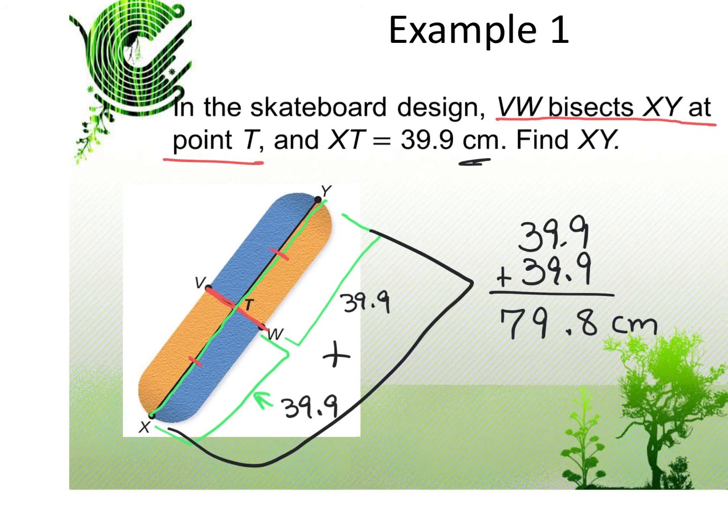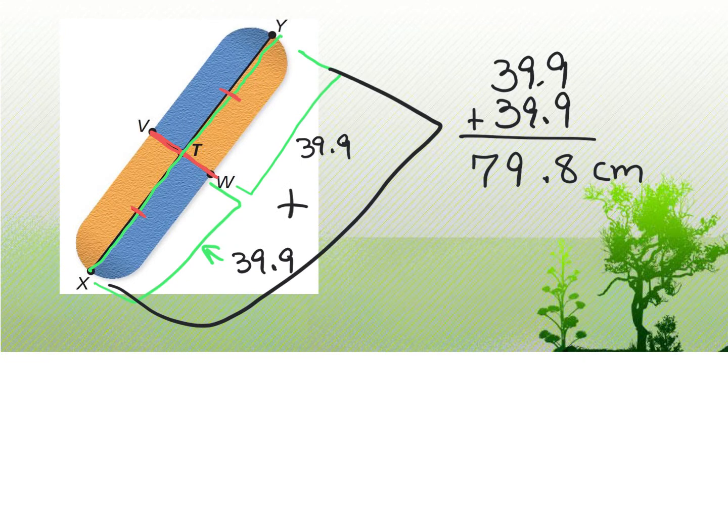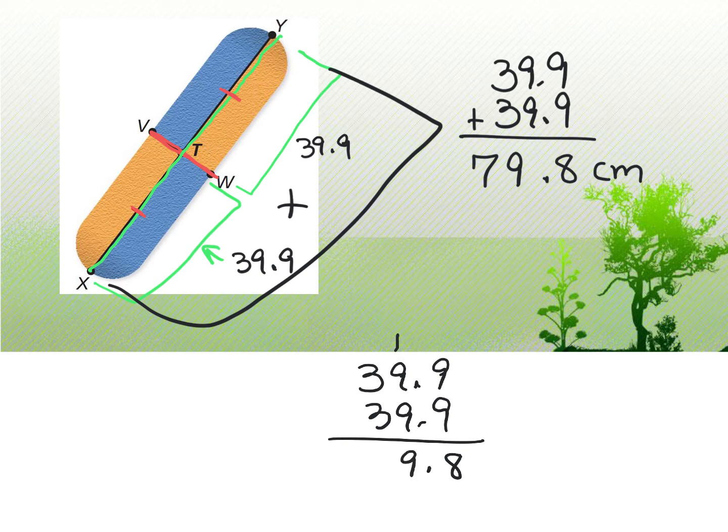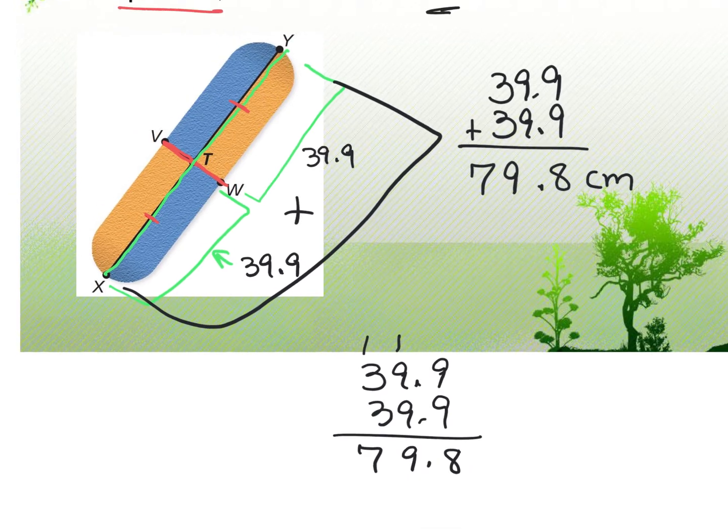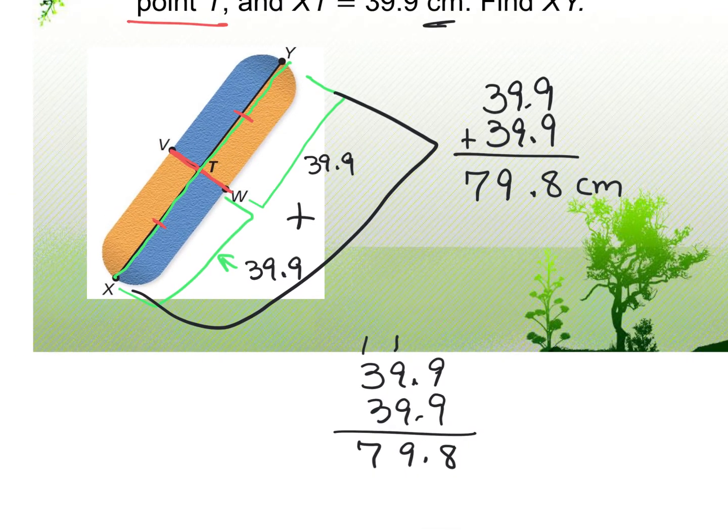Let's go ahead and double check it. So let me do the problem again. 39.9, 39.9. So 9 plus 9 is 18. Carry the 1. And then 9 and 9, 18 plus 1 is 19. And then carry the 1, 79. Good? Okay.